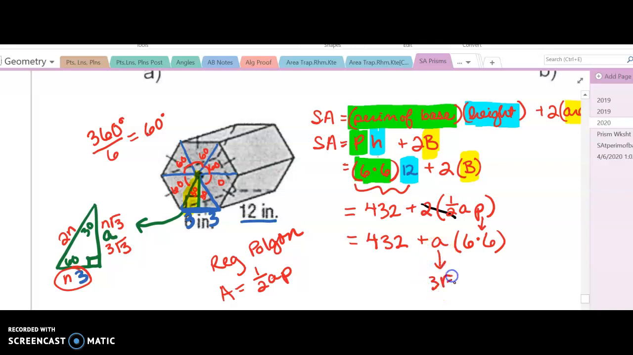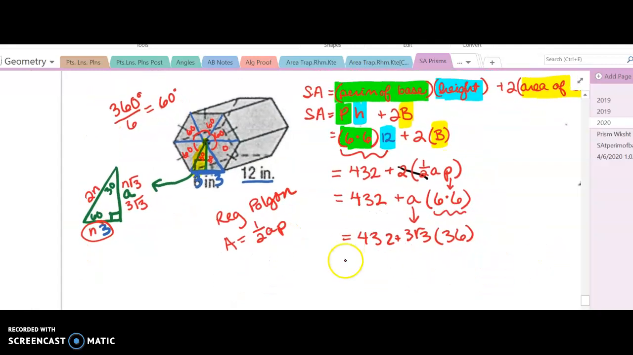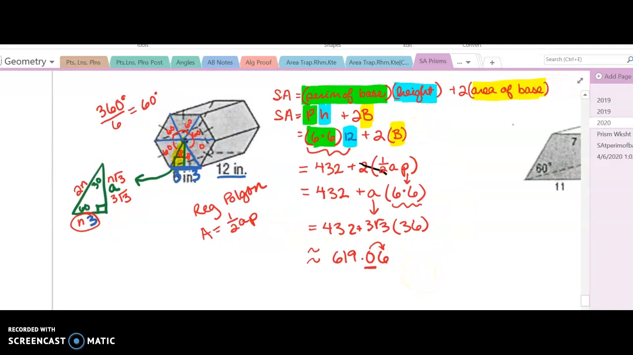So now we can plug that in. I'm going to go ahead and call this 6 times 6, 36. Then from here, I'm just putting all of this in my calculator, and I get 619.06. Since I'm going to the nearest tenth, I go to the tenths place. I look one place to the right, and because that is 5 or greater, I know that I have to round up. So this will be approximately 619.1. And because it's inches, I know area is always inches squared.